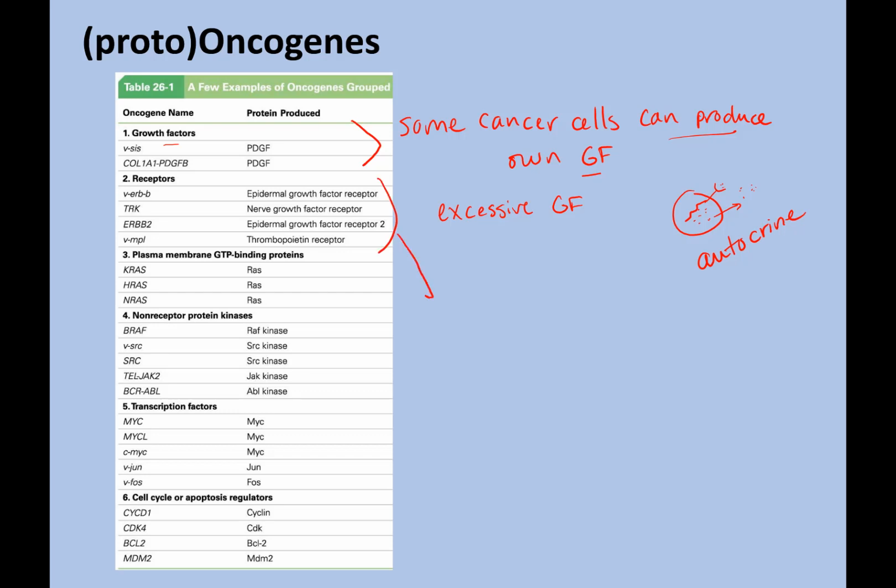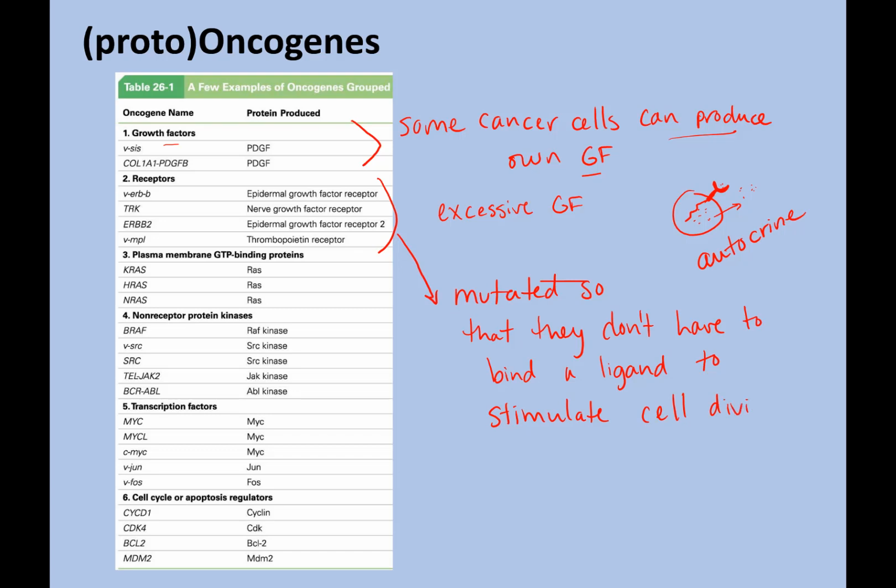Okay. Let's look at the second class. Receptors. Sometimes these receptors are mutated, right? And the receptors are these little guys on the outside of the cell. They're mutated so that they don't have to bind a ligand in order to turn on a cell proliferation pathway. Mutated so they don't have to bind a ligand to stimulate cell division. So instead of having to bind epidermal growth factor, the epidermal growth factor receptor, this oncogene, now can just keep telling the cell, hey, let's divide. Doesn't care that there's not an outside signal there. Let's just keep dividing.